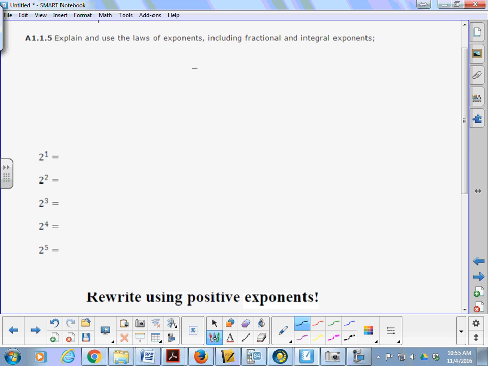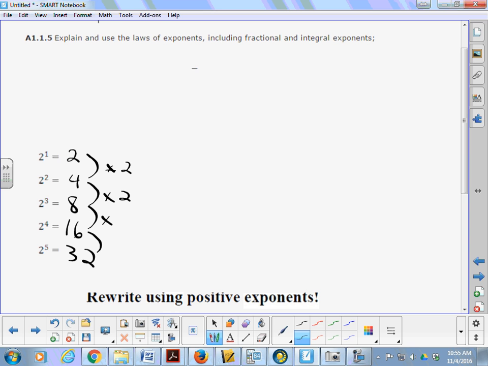So first of all, let's look at what they are. We've got 2 to the first power. Well, we know that's 2. And 2 squared is 4, because we just multiply 2 times 2. 2 cubed is 8. And 2 to the 4th is 16. And 2 to the 5th is 32. Okay. So for each one of these, each time we just multiplied by 2.